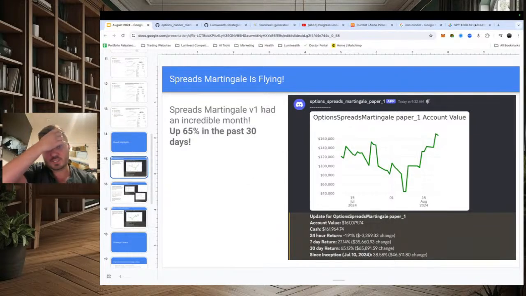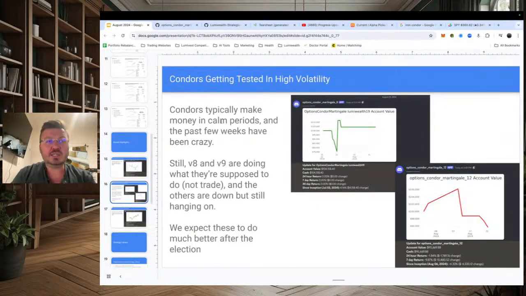All right, so that's our spreads. Currently, the one that's been more in my mind than anything else right now is this one. Another one. So here's our condors. Our condors are actually going through a major test right now. This time period is probably the worst possible time to run iron condors because they specifically make money when things are calm, and things are very far from calm right now.